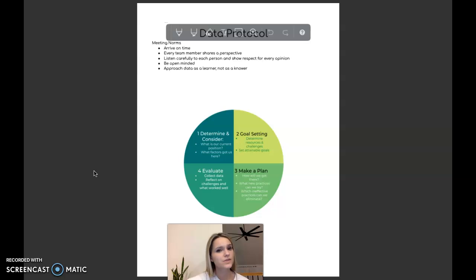So you're thinking about your students and you're looking at where everyone is right now and how did you get to this place. The next step is setting goals.